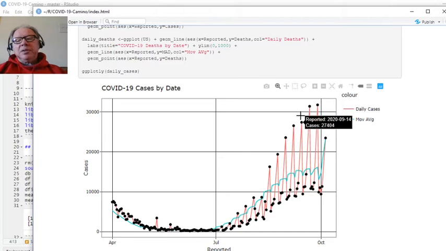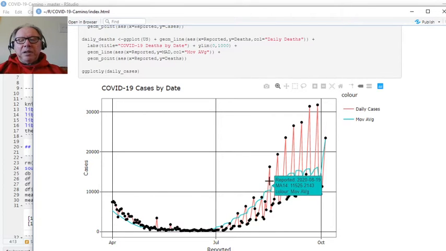You can see these spikes here. These are all Mondays. So somewhere along the way, they decided to stop posting numbers on Saturday and Sunday, and instead post them on Monday.